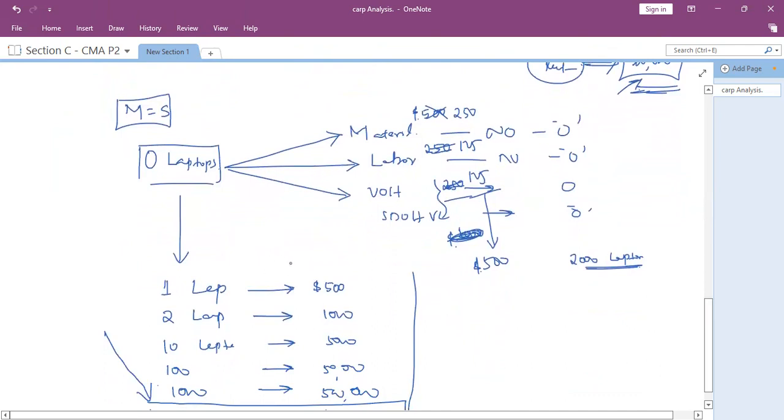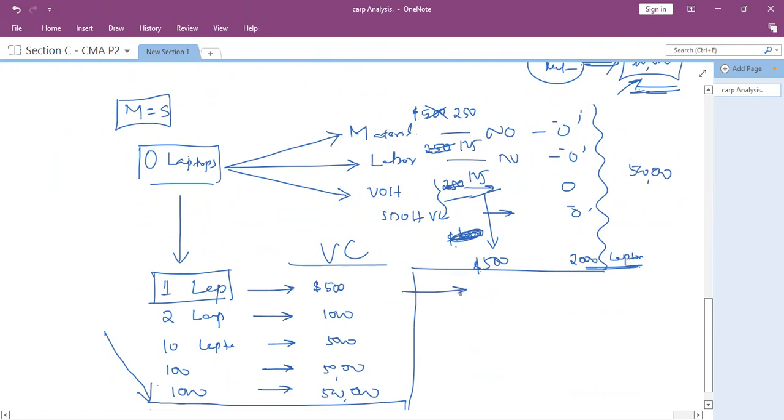Now tell me, this is the variable cost. For 0 laptops, what is the cost I am going to incur per annum for fixed cost? 500,000. One laptop, even then 500,000. 2 laptops, same, 500,000. Whatever the volume, we are going to incur the 500,000, which is actually sunk cost. Before manufacturing begins, we will incur these expenses.